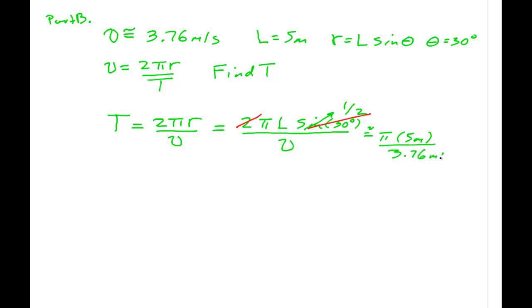3.76 meters per second. So the time is going to be just a little less than 5, because pi is a little smaller than 3.76. So we punch our calculator, 5 times pi divided by 3.76. And assuming that I've done all the calculations right, it's about 4.18 seconds.